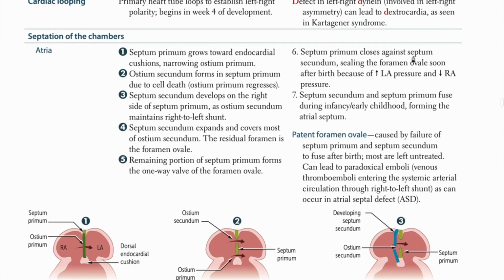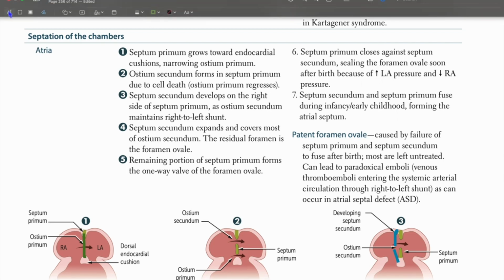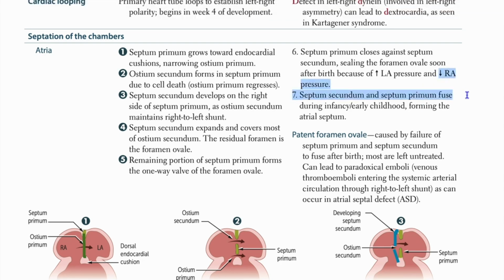Septum primum closes against septum secundum, sealing the foramen ovale soon after birth because of increased left atrial pressure and decreased right atrial pressure. So why is there decreased right atrial pressure? It's because the lungs have opened up now. So right atrium can go into right ventricle, and then right ventricle can enter the pulmonary arteries. Okay. That's why there's a decrease of this.